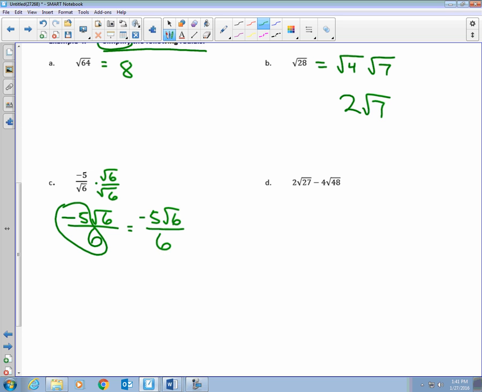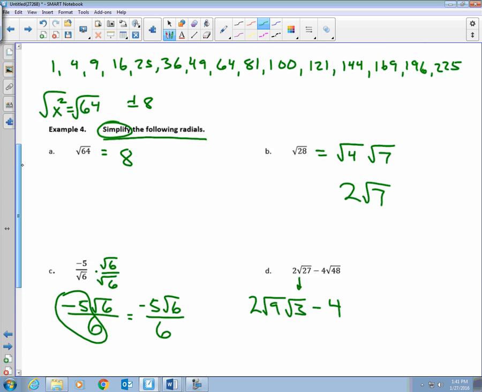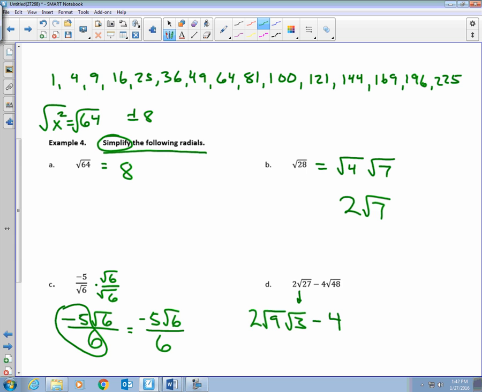In addition and subtraction, the radicand, or the number underneath the square root sign, has to be the same. So square root of 27, square root of 48, I can't do that subtraction yet. But maybe if I simplify them, maybe it will work out. What is a perfect square that divides evenly into 27? Yeah, so I have 2 times the root of 9 times the root of 3 minus 4 times. Is there a perfect square that divides evenly into 48? 16 goes into 48 3 times. That's a tough one. That's why I put it up here. But 16 does work, okay?